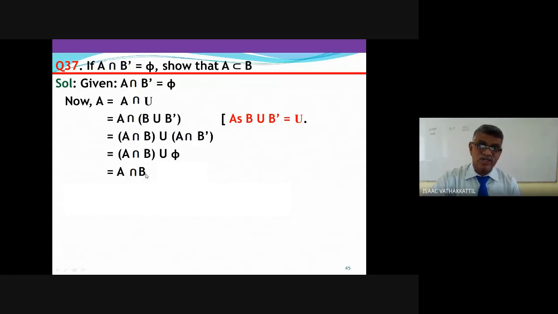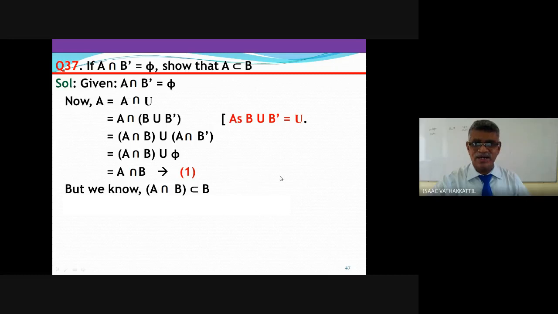But A intersection B is very much a subset of B. Yes or no? How, sir? A intersection B, why is it a subset of B? A intersection B is common to A and B. That will be very much a subset of B. Of course, it is a subset of A also. No matter whatever A is, no matter whatever B is, A intersection B is a subset of A as well as a subset of B. So A is A intersection B.